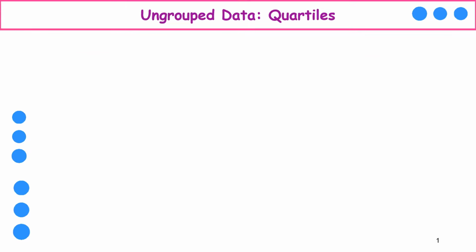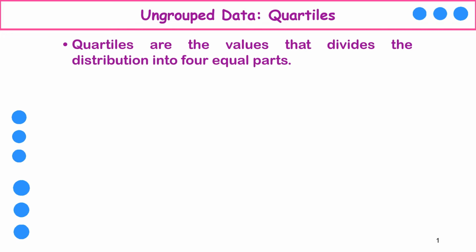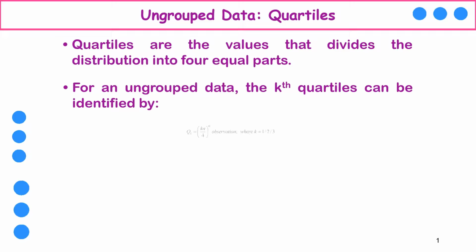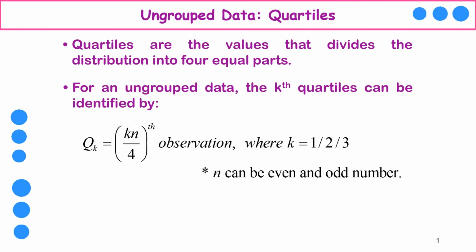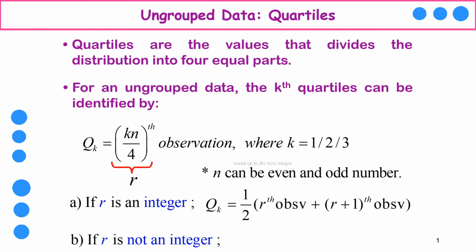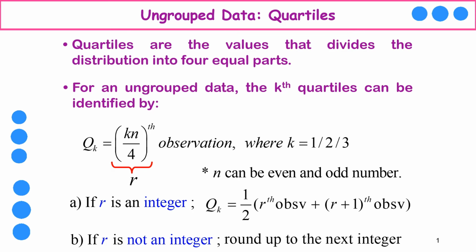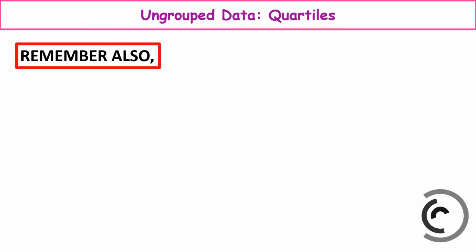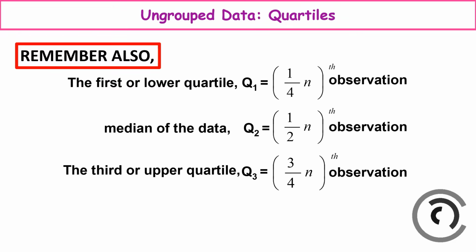The next measures of location that we are going to learn are quartiles and percentiles. Quartiles are the set of values which has 3 points dividing the data set into 4 identical parts. For an ungrouped data, quartiles can be identified by quartiles are organized into lower quartiles, median quartiles, and upper quartiles.